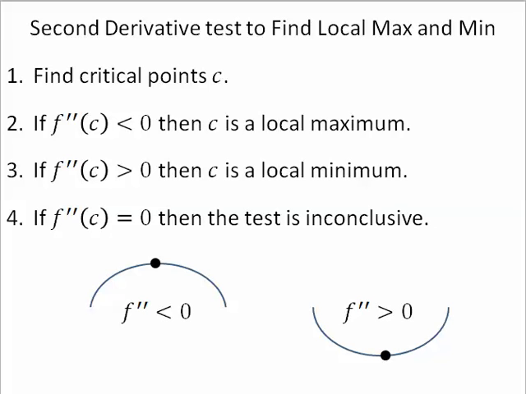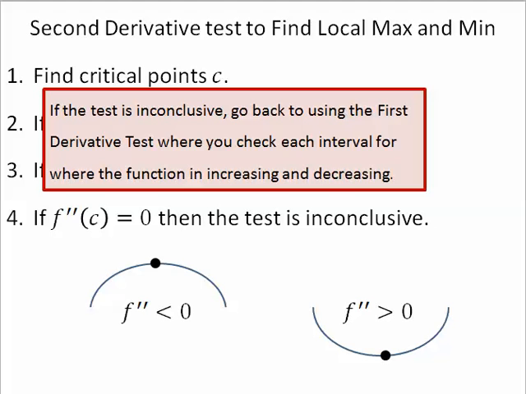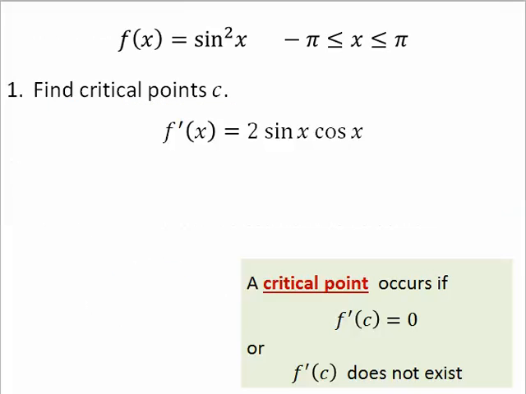If your second derivative is 0, then your test is inconclusive and you have to go back and use the first derivative test that we talked about in part 1. So let's do an example. I'd like to look at a trig function, f of x equals sine x quantity squared, and I want to find the critical points because I'd like to study local max and local min.